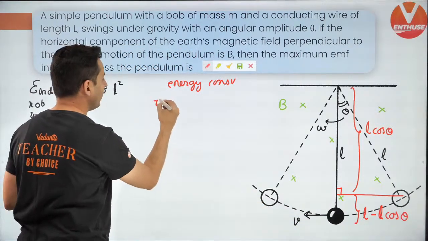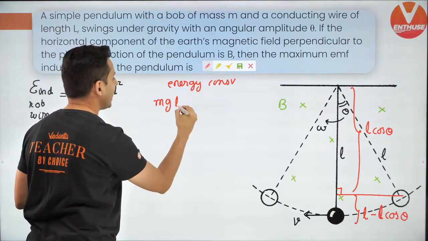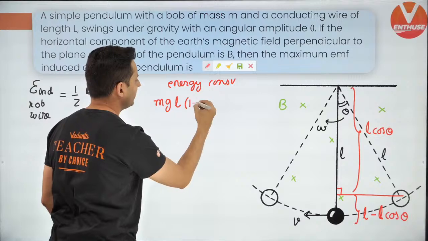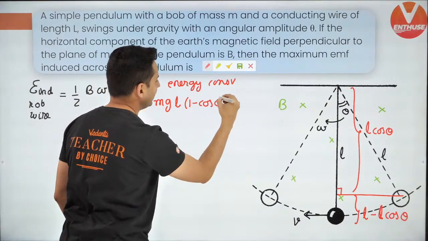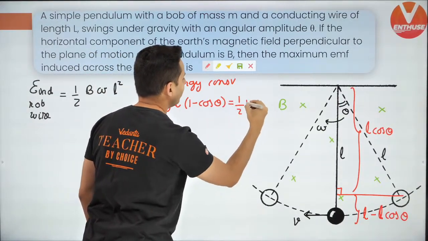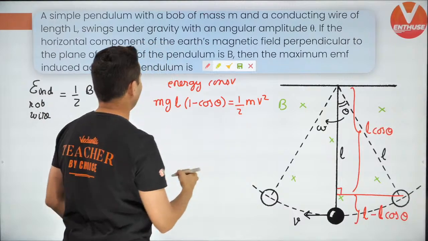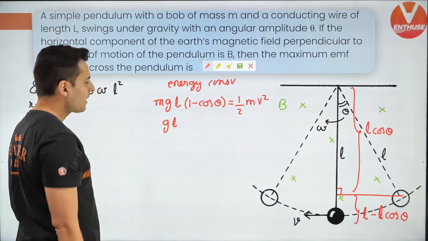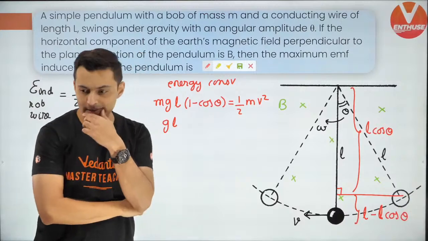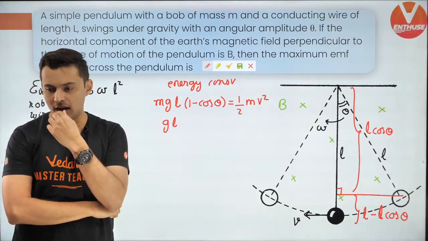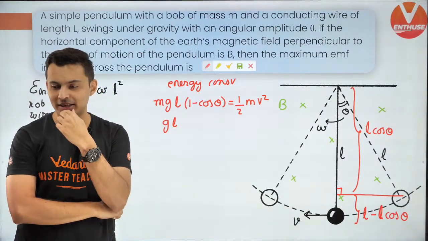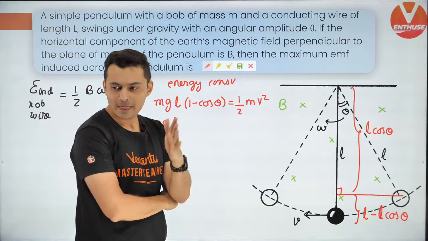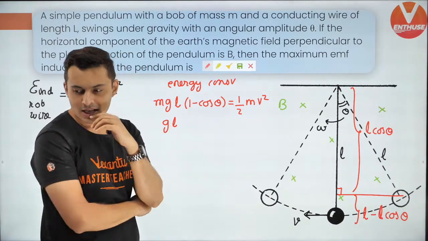So what is the loss? mg L. L is common amongst both of them, and I can take it common. So 1 minus cos theta is equal to half mv square. M goes, g L. Now I don't like this cos theta. So let's see how to. No problem, Subhash. It's okay. Happens.